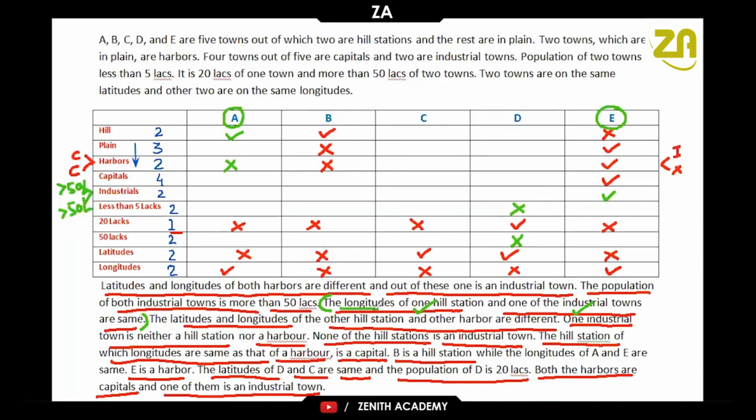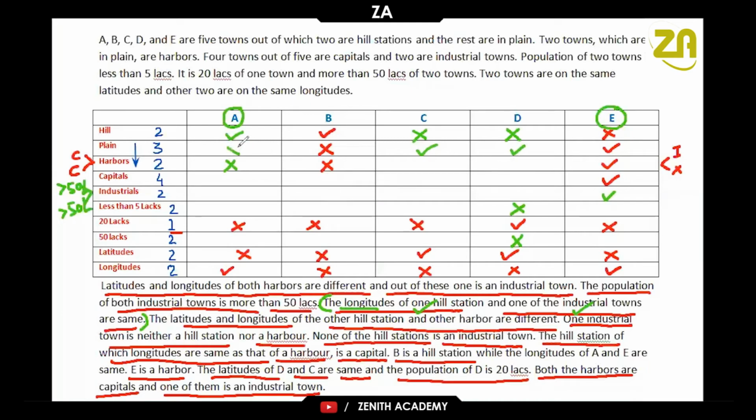Okay. The longitudes of one hill station and one of the industrial towns are the same. It is okay. Now look here, out of 5 towns, only 2 are hill, and you decided these 2 towns, A and B, are hill. So cancel out this and this cell. When these 2 are hill, obviously the rest are plain, which means C is a plain, D is a plain, correct?